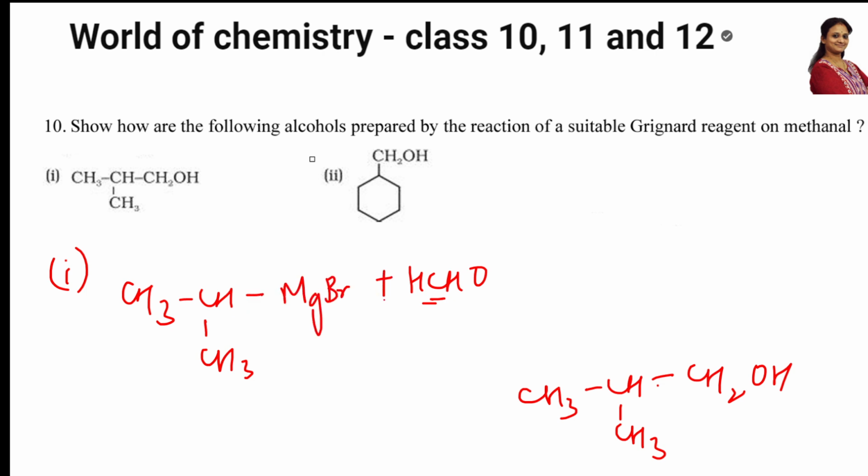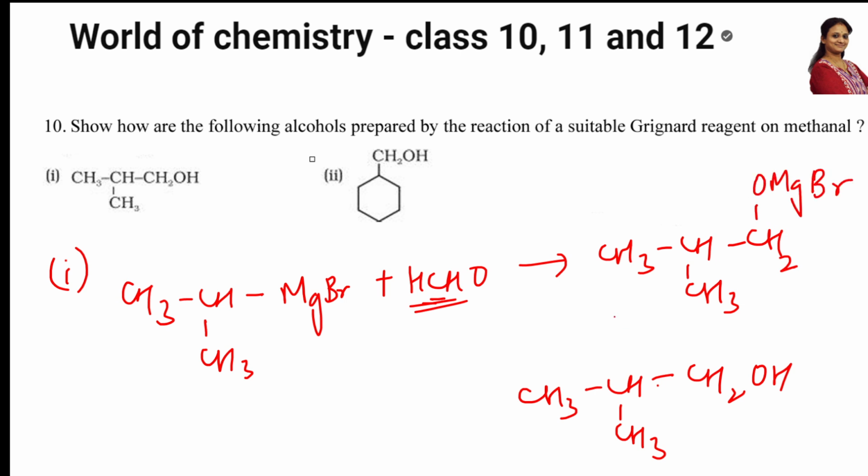Done. So when you add this, same concept, I'm going to add this whole compound. What do I get? I'm going to get CH2 and OMgBr. As soon as you get this compound, you're going to do hydrolysis. Once you do hydrolysis, you get the same product they have told us. Same like this second one also.